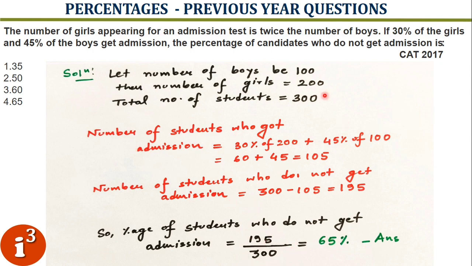I have written so much just to make you understand. You just need to think that as there is no value, only percentage, you can assume your own value so that it eases the calculation. 30% of 200 is easy to calculate, 60. 45% of 100 is easy to calculate, 45, total 105. You subtract and get 195. Again 195 by 300 is 3 into 65. It eases your calculations. Okay, next question.